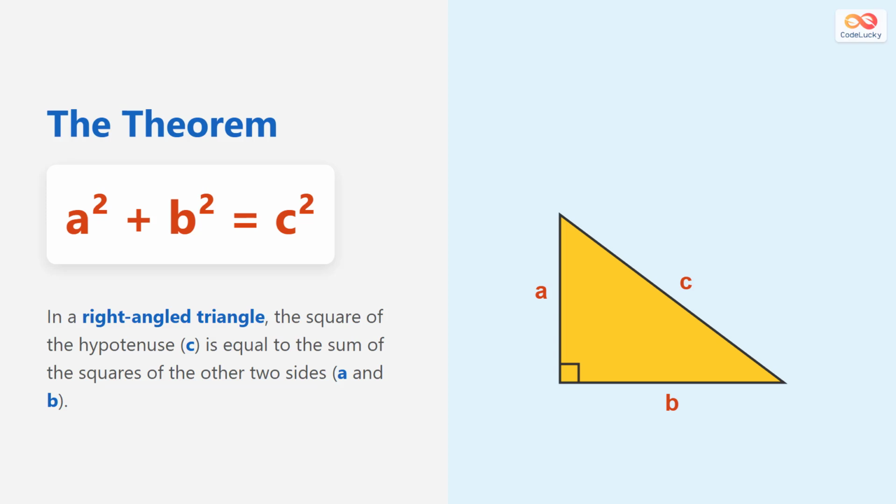So, what exactly is the theorem? It applies specifically to right-angled triangles. The theorem states that if you take the length of the longest side, called the hypotenuse, and square it, that result is exactly equal to the sum of the squares of the other two shorter sides. We usually express this with the famous equation: a squared plus b squared equals c squared.